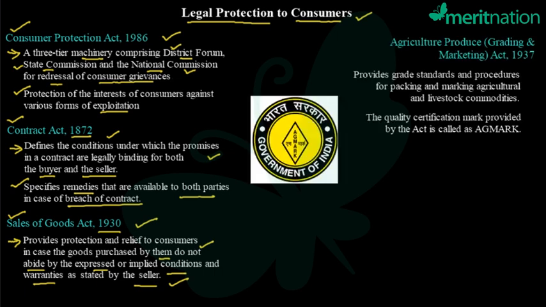Now let's move on to the next act, which is Agricultural Produce Grading and Marketing Act 1937. This act provides proper grading standards for quality of the products and procedures for packing and marking agricultural commodities and livestock commodities. Moreover, it is under this act that a quality certification mark is provided, which is called AG mark. In other words, the act provides proper quality standards for the goods and provides AG mark when it is assured of the quality of the product. Here, AG mark is an acronym for agricultural marketing.